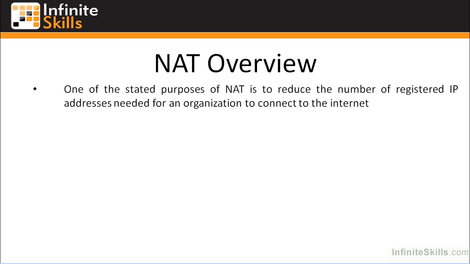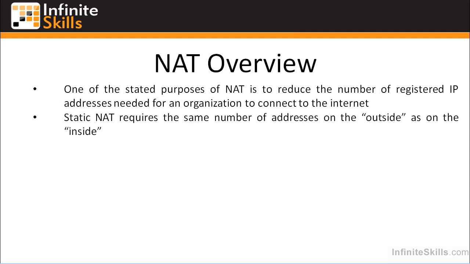So one of the stated purposes of NAT is to reduce the number of registered IP addresses needed for an organization to connect to the internet. We'll talk a little bit more about IP address exhaustion when we talk about IPv6, but essentially if you have 722 machines on the inside of your network, you don't really need to have 722 public IP addresses. And many ISPs won't give you that many unless you have a very, very good reason. However, static NAT requires the same number of addresses on the outside as on the inside, so you might be thinking, well, that sort of defeats the stated purpose of NAT here.